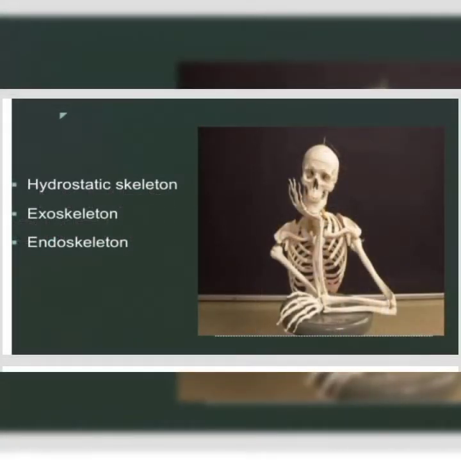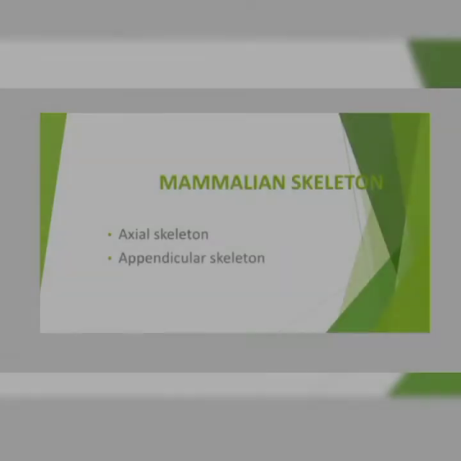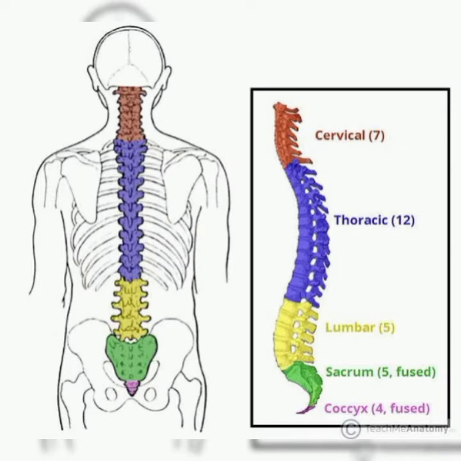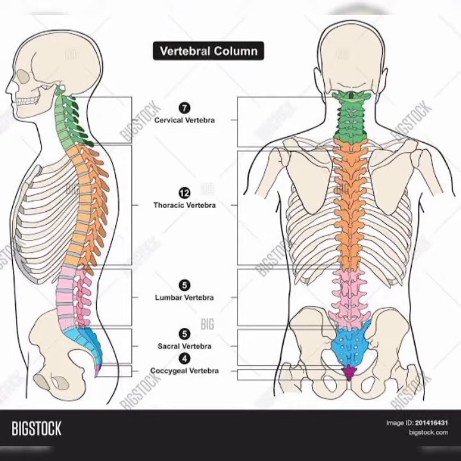The hydrostatic skeleton as found in worms like the earthworm, the exoskeleton as found in animals like insects, and the endoskeleton as found in vertebrates. Then we have talked about the mammalian skeleton and how it is made up of two parts: the axial skeleton, made up of the skull, the ribs, sternum, and vertebral column, and the appendicular skeleton, made up of the limbs and the limb girdles. We have talked about the bones of the vertebral column, the different vertebrae: cervical, thoracic, lumbar, sacral and caudal vertebrae. We have talked about all of this.